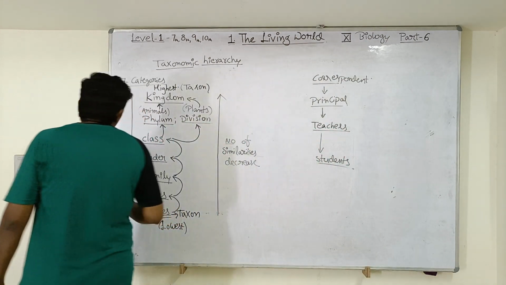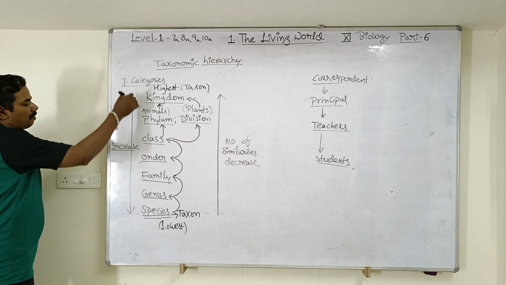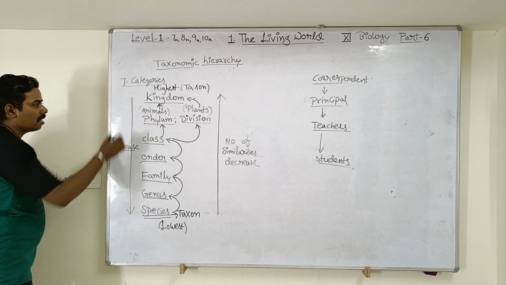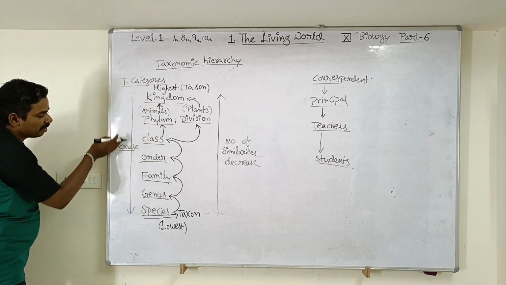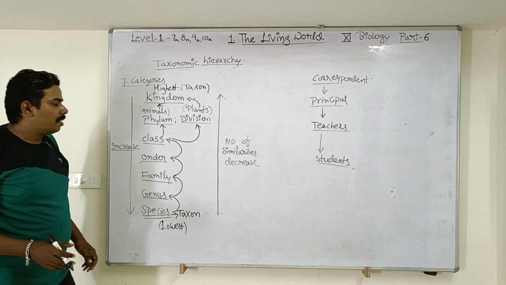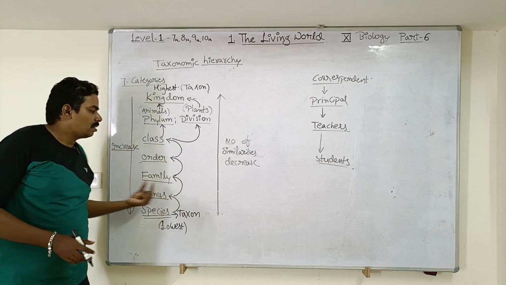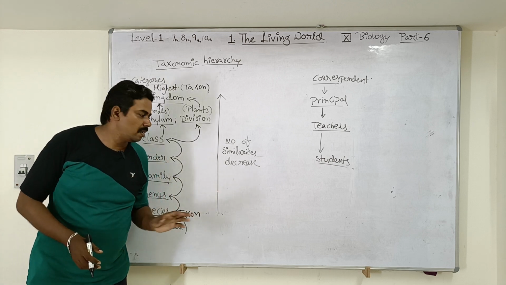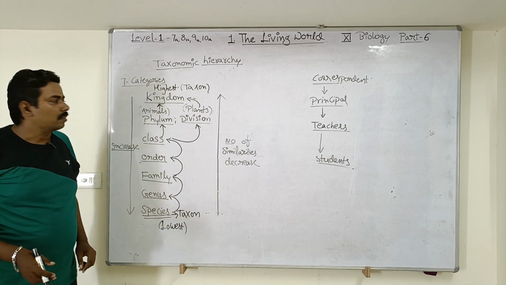Similarly, if we move down from the highest level to the lowest level, the number of similarities will gradually increase from kingdom towards the species. Based upon these two concepts, questions will be asked in the NEET exam, students. Copy down in your notebook.